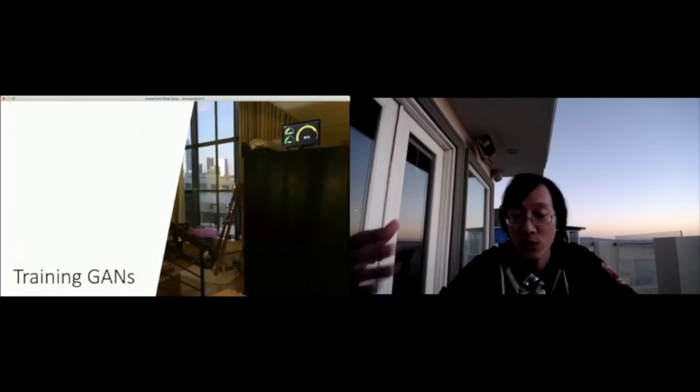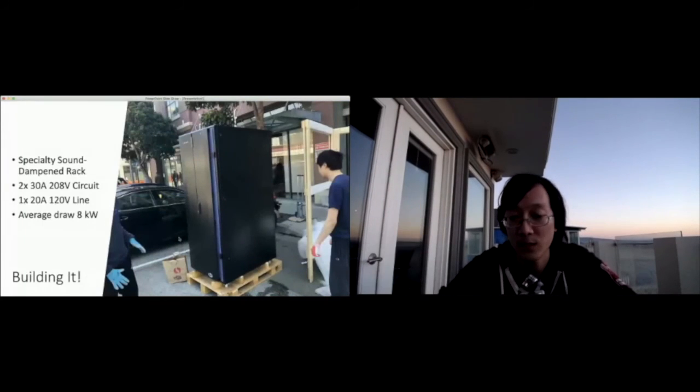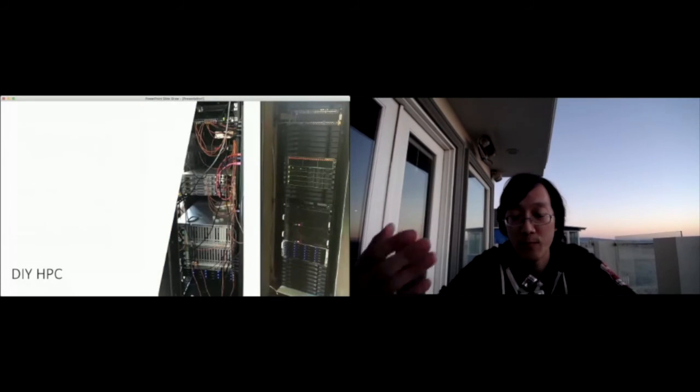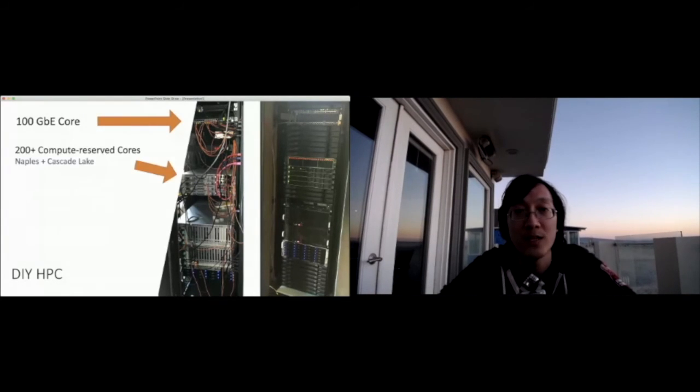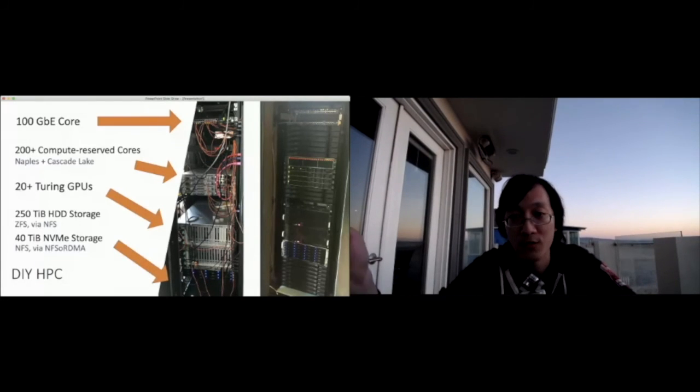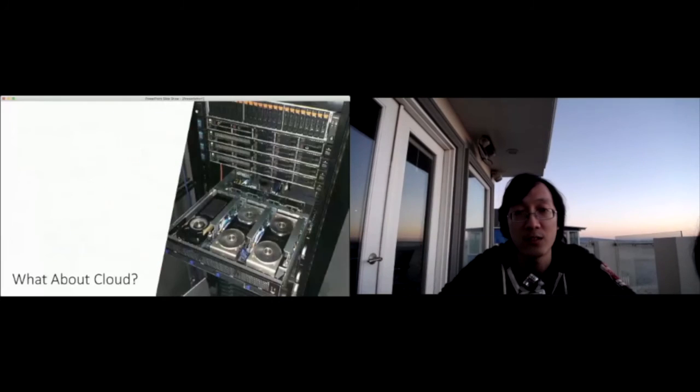So obviously, training the system is quite complex, so I'm going briefly into how we train it. We've built our own small mini supercomputer to do this because the cloud is actually quite expensive. Here you see us loading a 42U rack into our office. We've built basically a DIY supercomputer here with a top of rack 100 gigabit Ethernet router, 200 plus cores, 20 plus GPUs, and a boatload of storage running on our system.